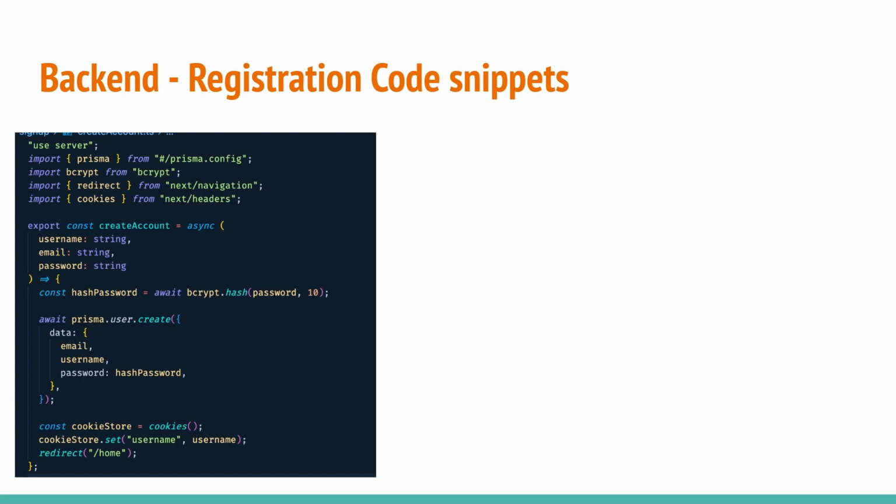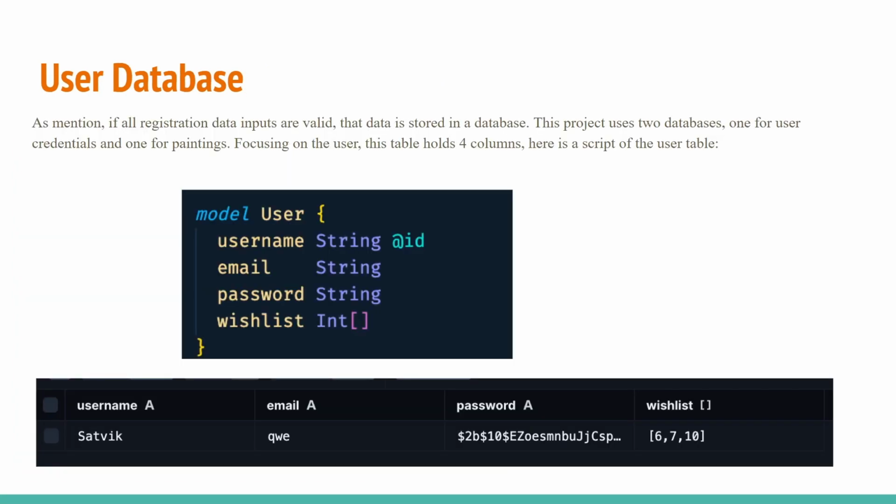So here's a look at our database. It holds 4 columns, and here's a schema of what that looks like. We have a username, an email, a password, and then we also have a wish list.